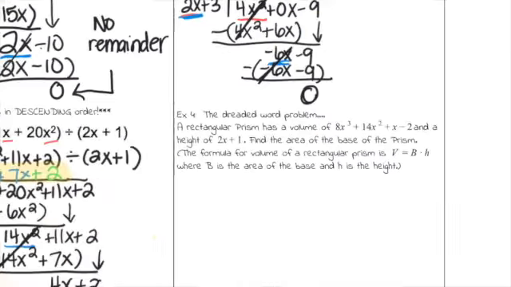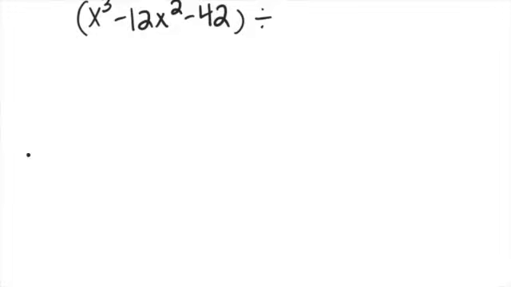All right, so before we do the word problem for number 4, I'm going to do one more. I want to do one that does have a remainder and talk about how we set that remainder up. So I'm just going to use a separate piece of paper, and my problem is going to be, I'm going to have x to the third minus 12x squared plus 42, and I'm going to be dividing by x squared minus 2x, or excuse me, plus 1.